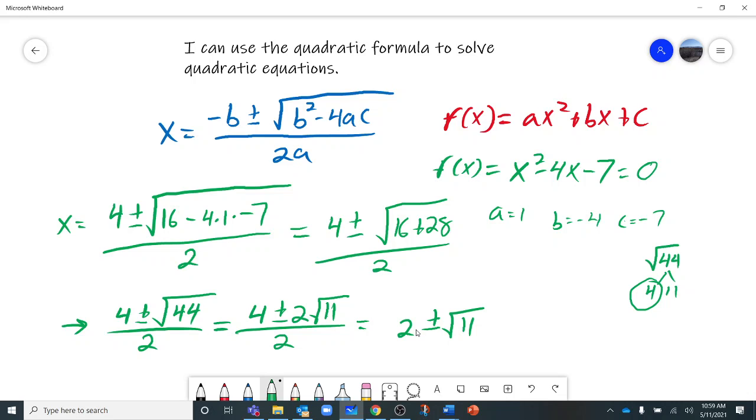At this point, you might want to plug it into a calculator, so I'm going to do 2 plus the square root of 11 first. And that gives me, so x is approximately equal to 5.32. I'm just going to round it off right there. And then 2 minus the square root of 11 is x is also approximately equal to negative 1.32. We'll just round it like that. And those are the two places where our graph would cross the x-axis, right around 5.32 and negative 1.32.